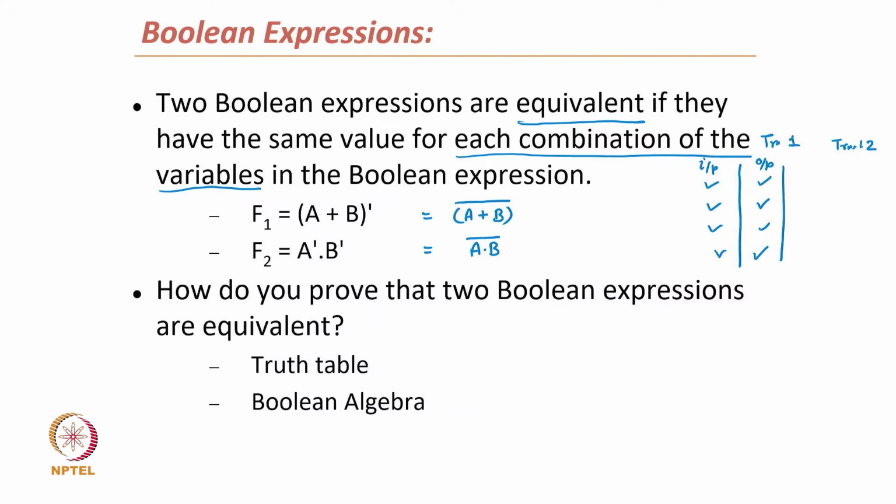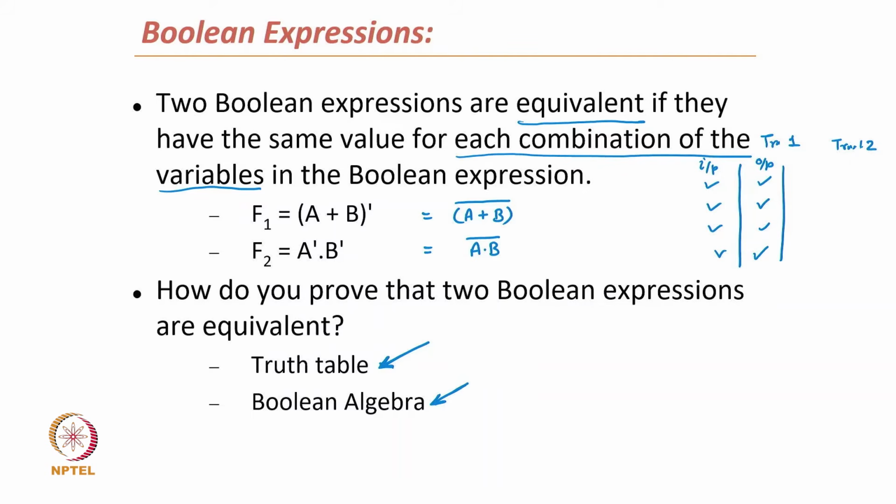And how do we prove that? That can be proved first by a truth table, as we just saw. We put values of a and b, all unique combinations, and we calculate the output. If it comes out the same, then both are the same. The second way of proving that they are identical is Boolean algebra.